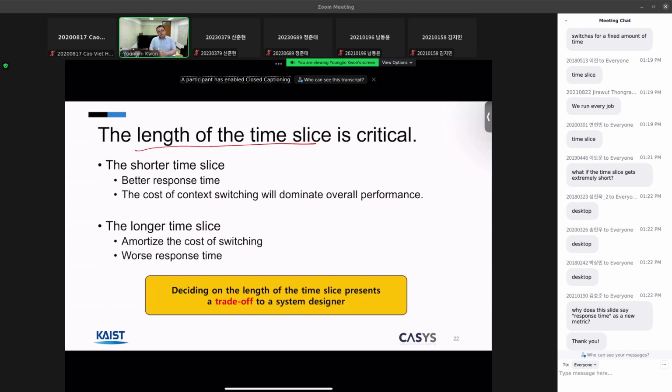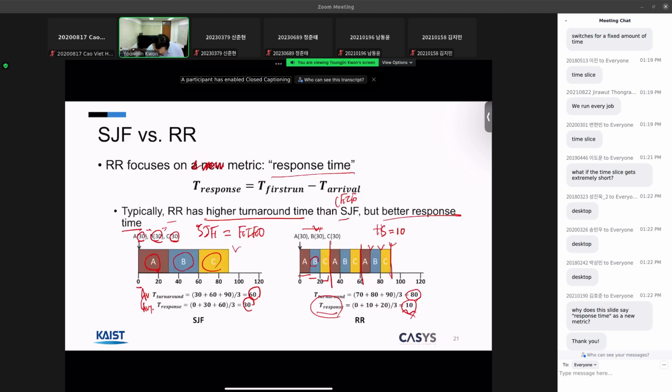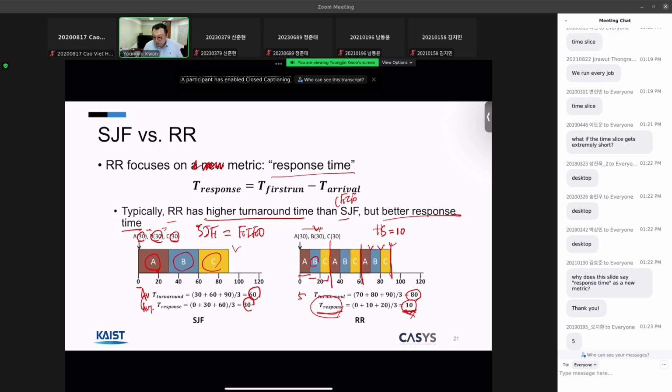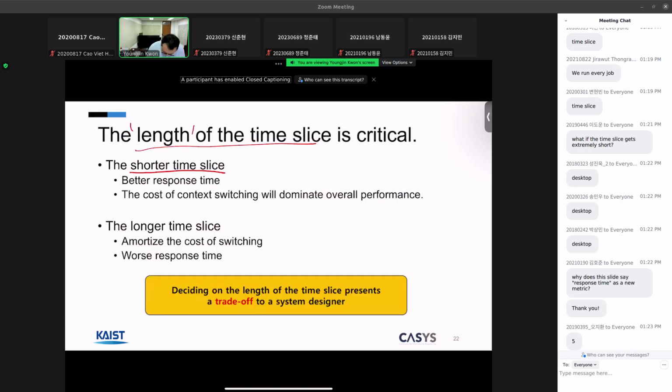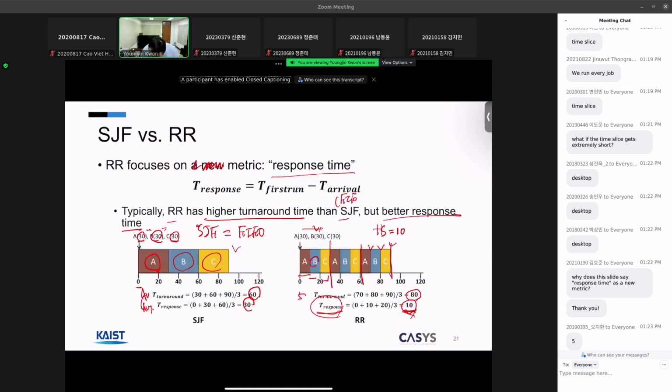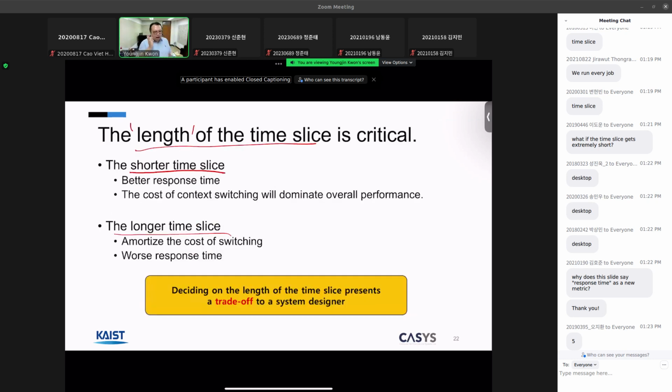Same thing. So the length of the time slice is critical. So think about that. Shorter time slice. Clearly, the response time is better. If the time slice is 5, then what would be the average response time in this case? 5, right? Okay. 5. But if there is a longer time slice, is this correct? 5, 0, 5, 10, 5. Yeah, right. And however, if the time slice is longer, then it makes the response time worse.